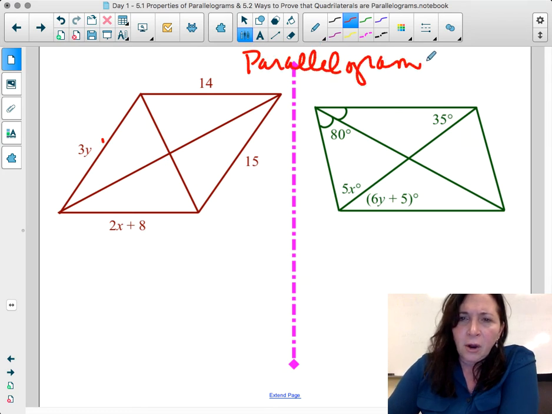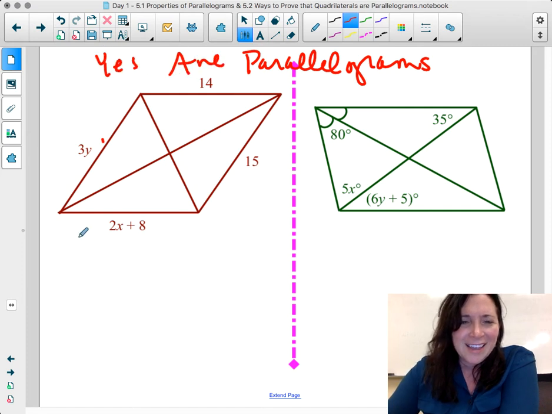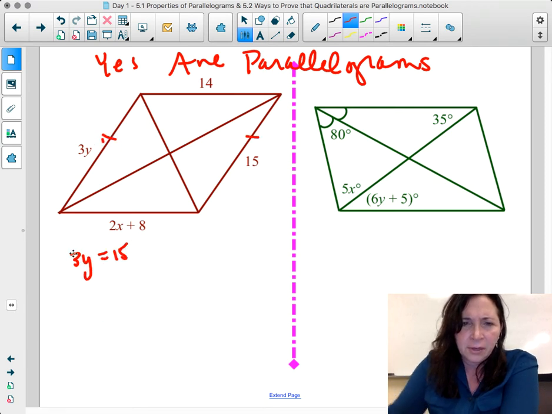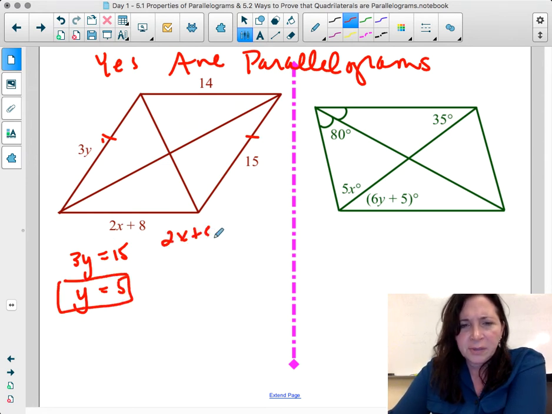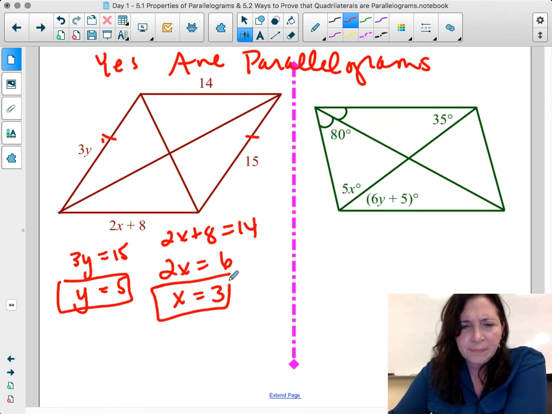For these problems here, again, if they are parallelograms, I would say that 3y is equal to 15 because that would mean opposite sides are congruent. And so y would equal 5. We also would say that 2x plus 8 is equal to 14. So 2x equals 6 and x equals 3.